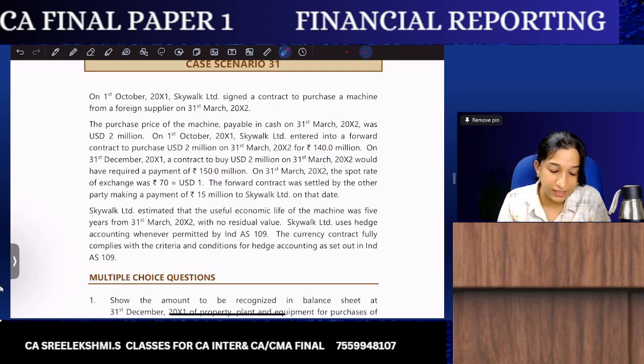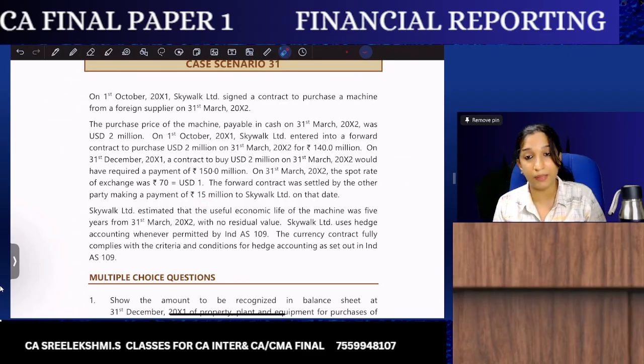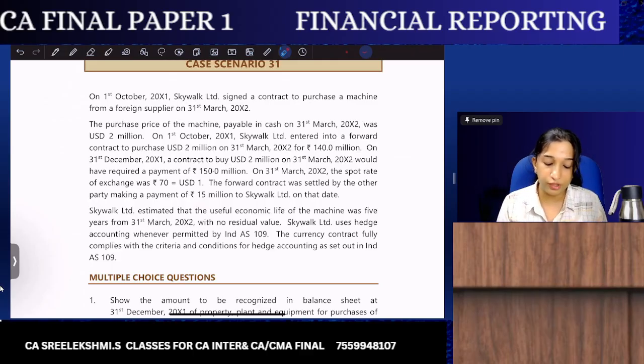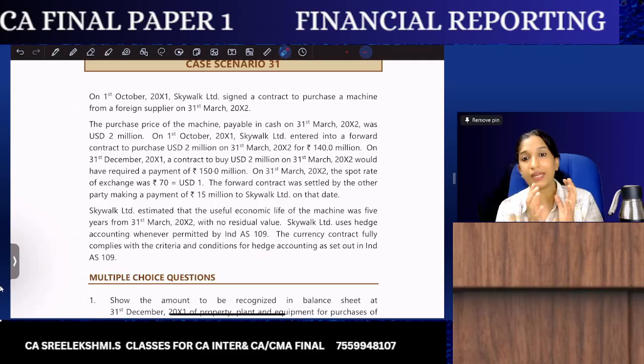On 31st March, the spot rate was 70. The forward contract was settled by the other party making a payment of 15 million to Skywork Limited on that date. Skywork Limited estimated that the useful economic life of the machine was 5 years. So you are buying a PPE, so the useful life of the PPE is 5 years from 31st March 2012 with no residual value. Skywork Limited uses hedge accounting whenever permitted by Ind AS 109. The currency contract fully complies with the criteria and conditions for hedge accounting as set out in Ind AS 109.